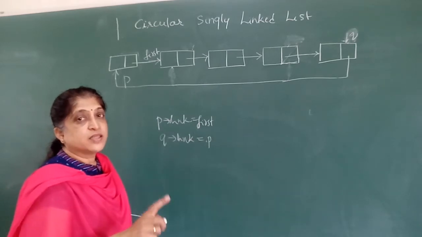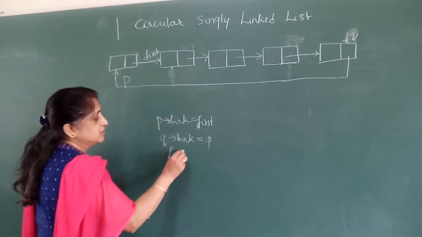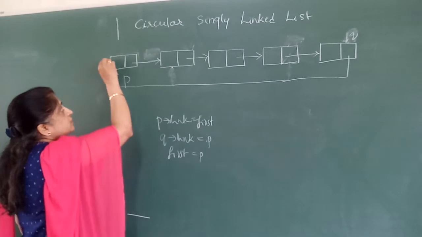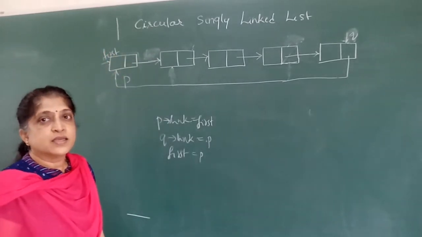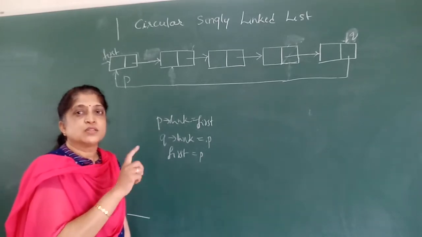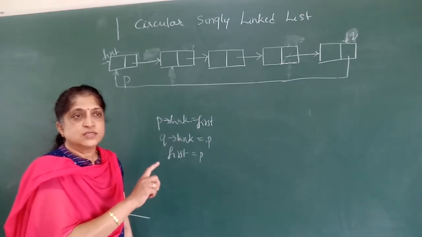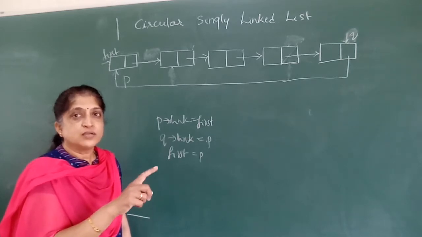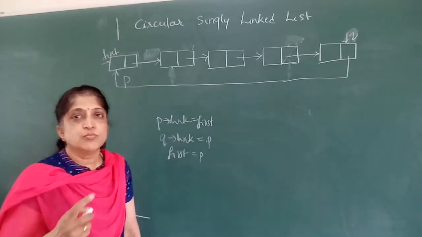Now I should make the external pointer first point to the first node. So I have to write first is equal to P. That means now first will start pointing to this node. Again observe that we had to traverse till the last node to insert a node at the front of the list. We'll write the algorithm for inserting at the front and inserting at the end when we maintain a pointer to the first node. Then we'll see whether we can improve this.